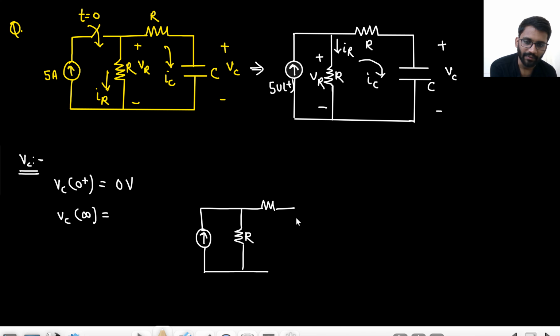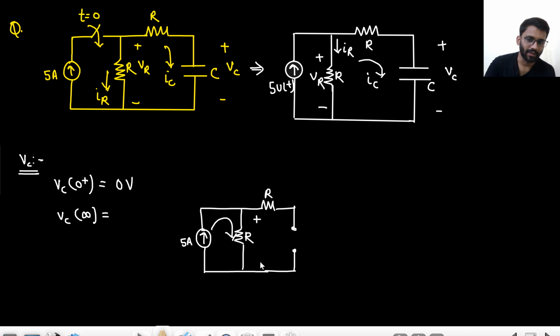This is the resistor you are having. This is open circuited. This is the 5 ampere current source. Now the complete current is flowing here. This complete current is flowing, and the same current is flowing in the resistor.